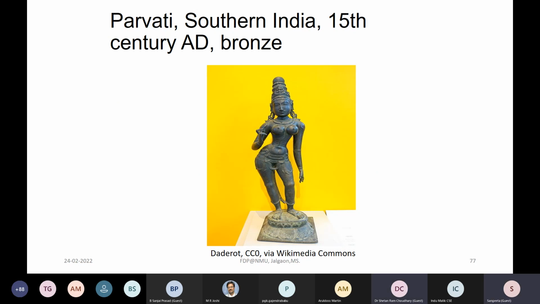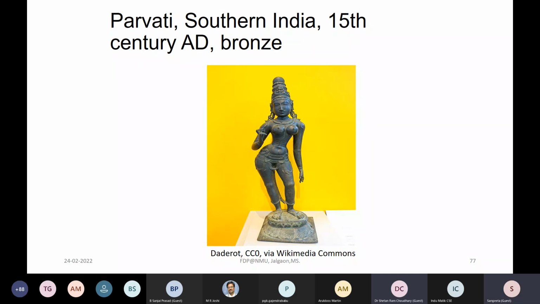What do you notice in this picture of Parvati? What is striking in this? Do you find anything striking in this? Some dance position. Yes, her dance position. She's not standing straight, right? This position where she's bent her hips is called Tribhangi in Odissi dance.